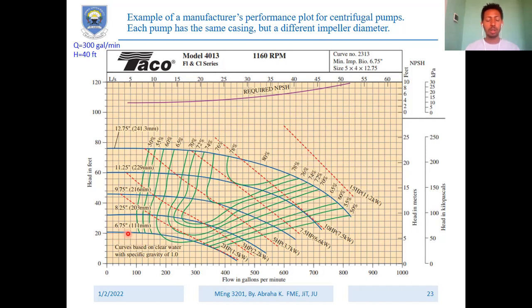It represents the impeller diameter. When we go up from this point, the smallest impeller diameter is given at the bottom, and it is 111 millimeter. When we go up, we have 203, 216, 229, and 241.3 millimeter, which is the last impeller size for this family of pumps. This pump has 1,160 RPM speed, I mean revolutions per minute.